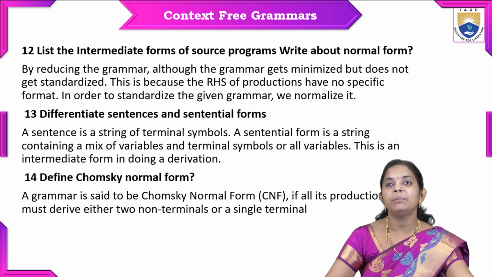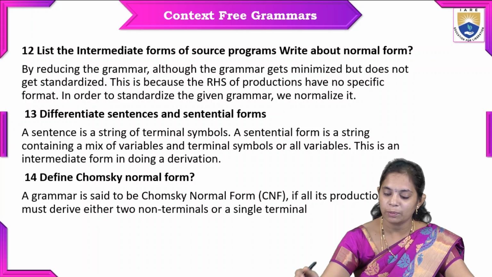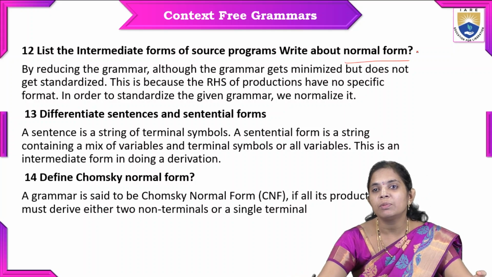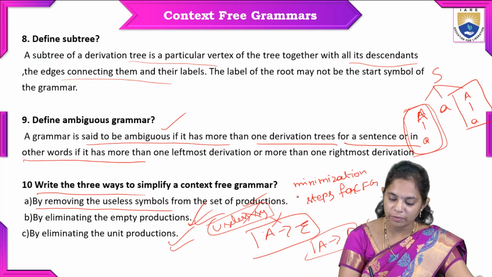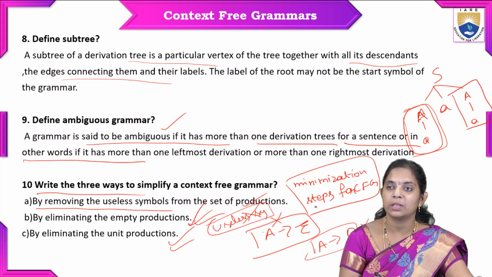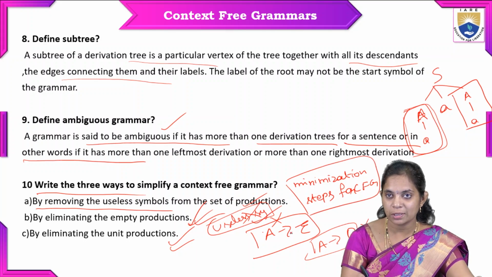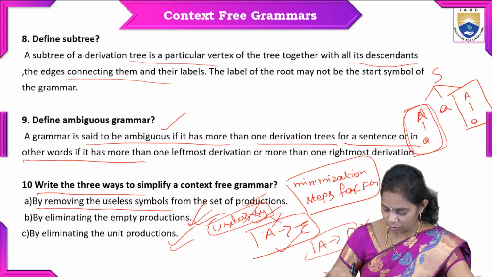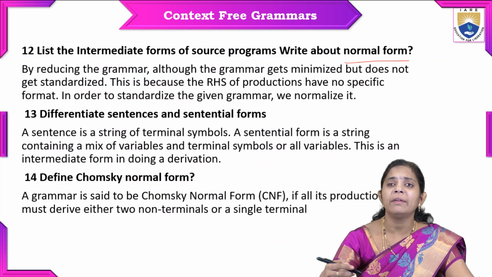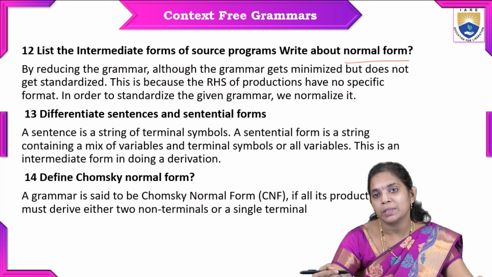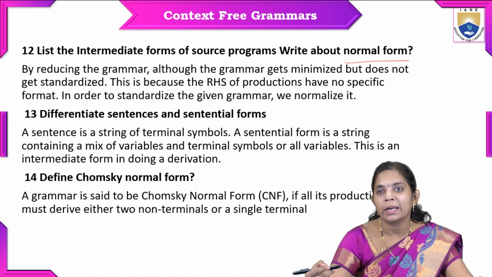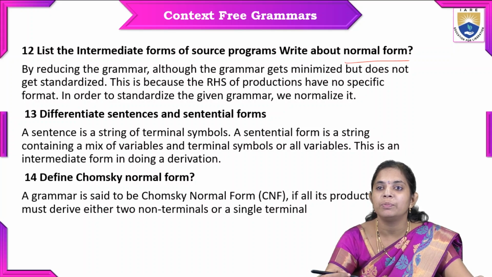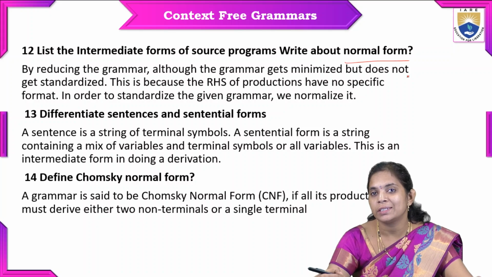And list the intermediate forms of source program. Write about the normal forms. So what is meant by normal form? Previously we said the minimization steps, in which we remove the useless symbols, epsilon productions and unit productions. After this, the minimization step is performed. Although the grammar gets minimized, it is not in a standard way. So after minimization, the grammar is not in a standardized way.